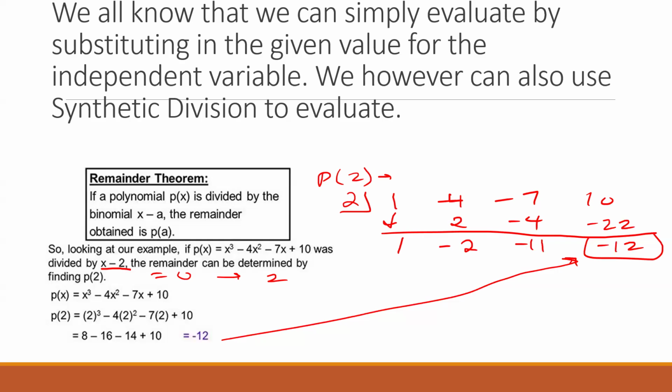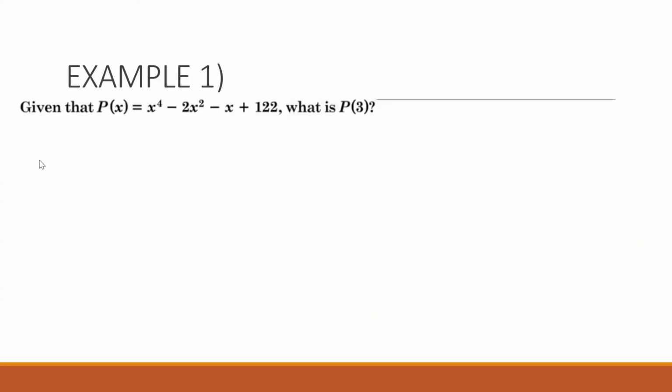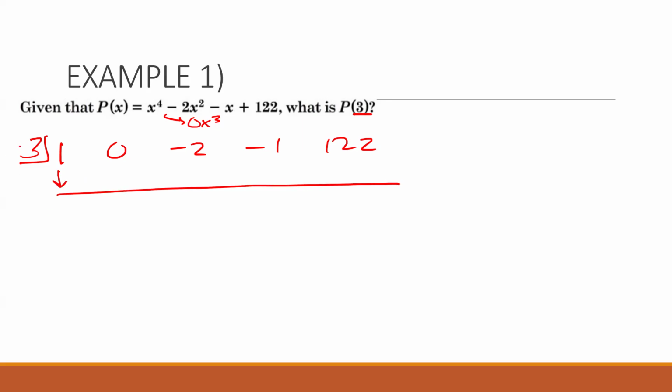Okay, so we're going to practice it. We have p of 3, and it wants us to find p of 3 using synthetic division. If you hate synthetic, could you plug it in? Yes, but we're going to practice using synthetic. It's telling us what our divisor is for the synthetic. Our divisor is 3. We write out our coefficients, and I note to self that I'm missing a term. So I have 1, 0, -2, -1, and 122. And we start.